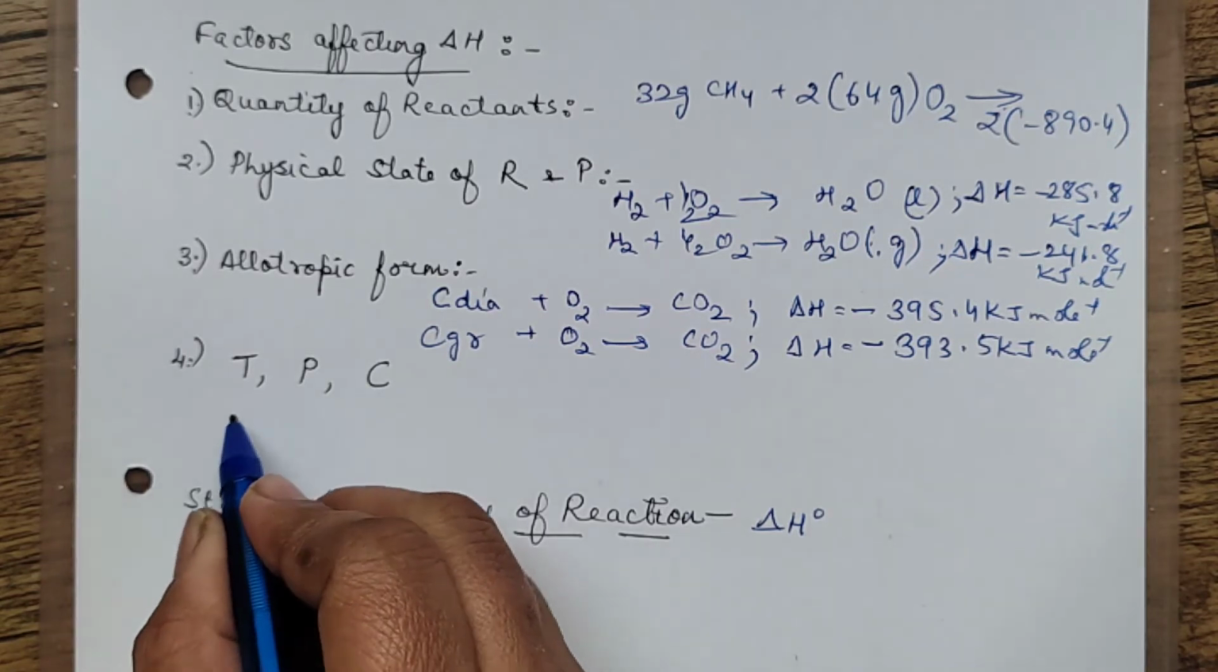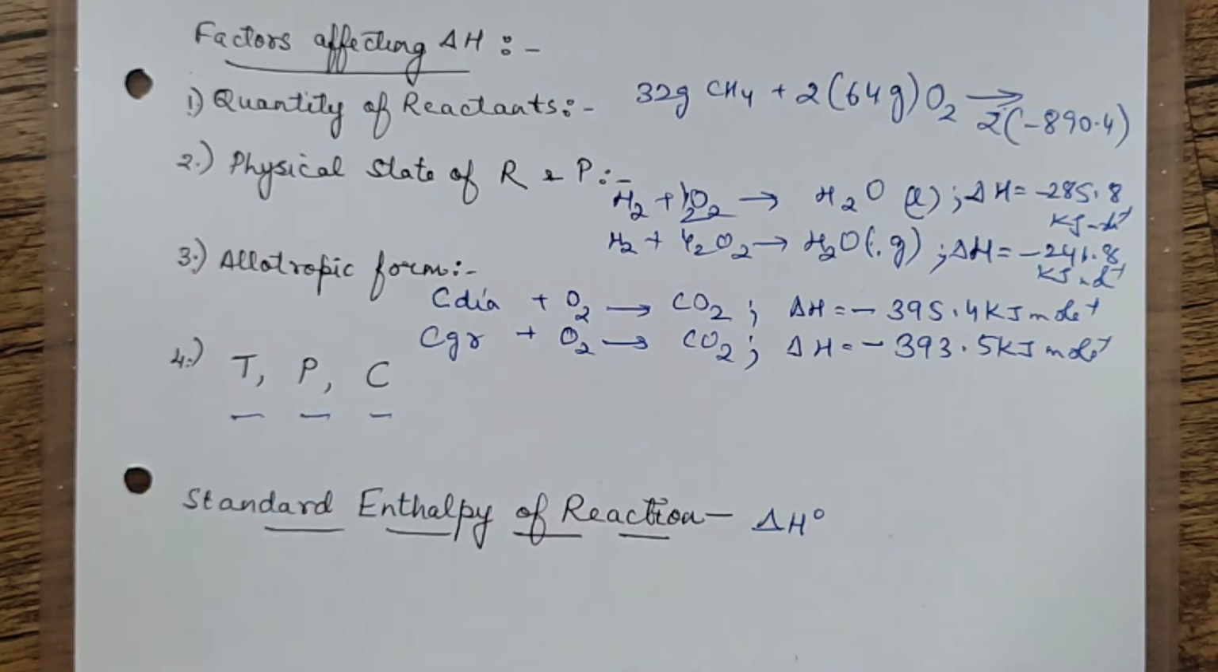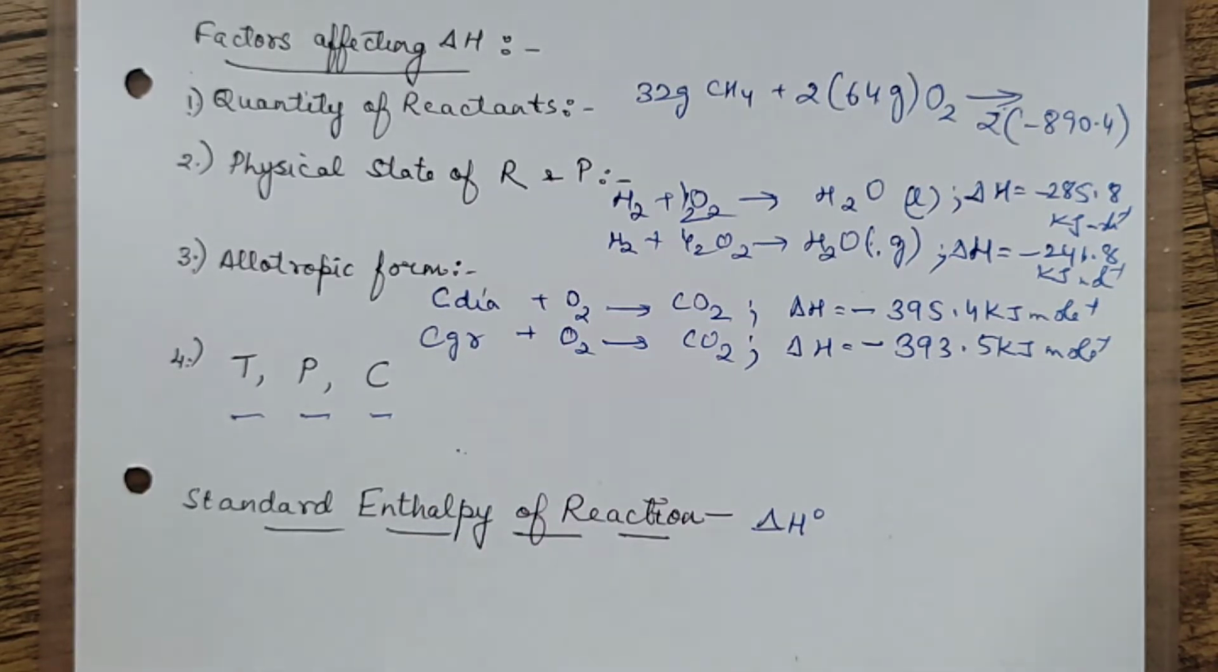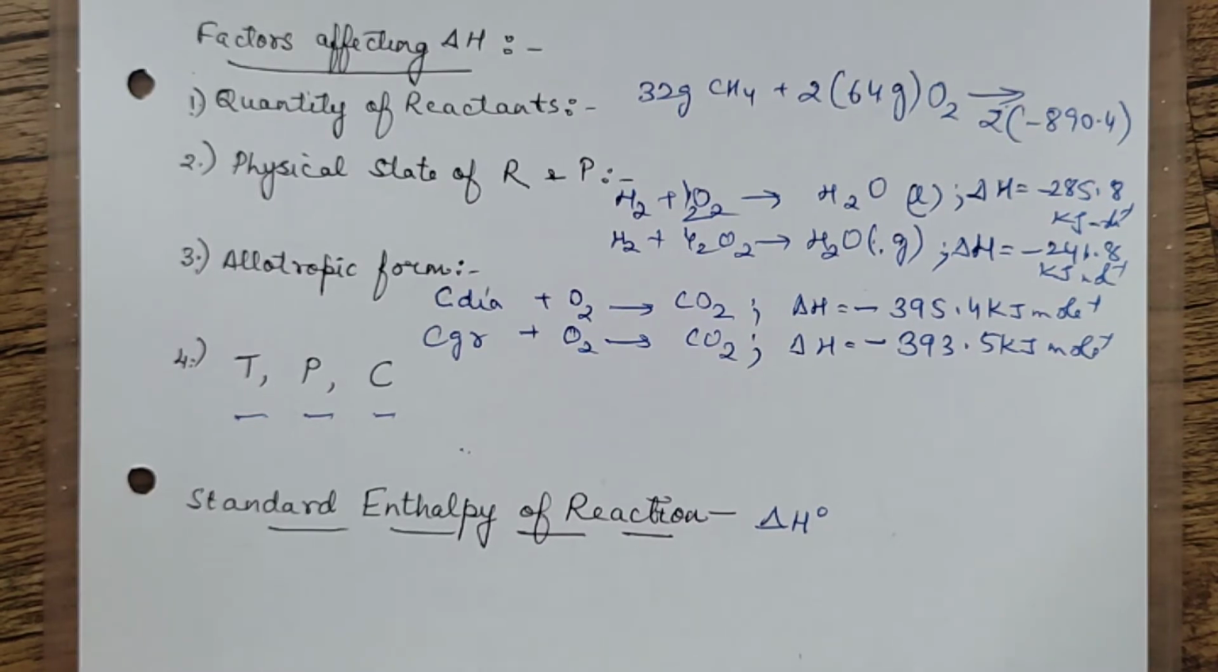And the other 3 factors are the temperature, pressure and concentration. At what temperature we carry out the reaction, what is the pressure at which we carry out the reaction, that also will define what will be the delta H value. There are some endothermic reactions, exothermic reactions, or the coefficients in the reactants are changing, number of moles are changing. So accordingly the enthalpy of the reaction will be changing.